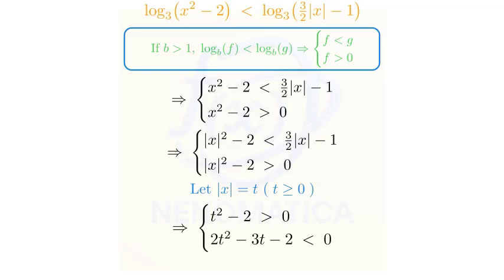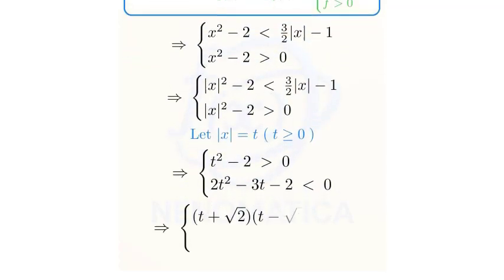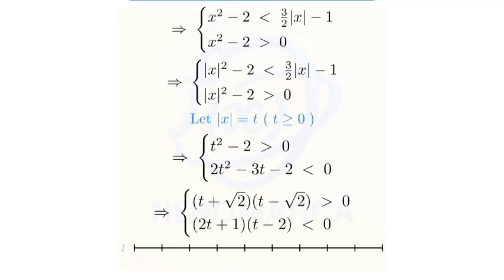Step 4. Factor both quadratic expressions. The first is a difference of squares with roots plus or minus square root 2. The second factors as (2t plus 1) times (t minus 2). Step 5. Solve each inequality on a number line and intersect with t greater than or equal to 0. We place critical points at minus 1/2, 0, square root 2, and 2. From the first inequality, t lies outside the open interval from minus square root 2 to plus square root 2, and keeping t non-negative gives t greater than square root 2. From the second inequality, we get minus 1/2 less than t less than 2.